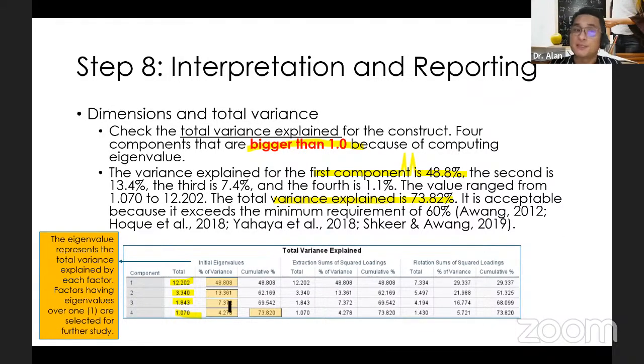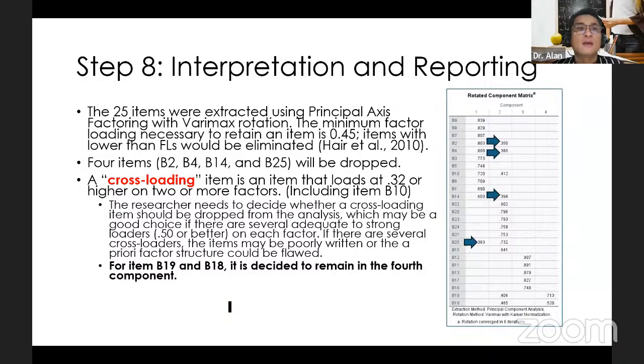And this is acceptable because it exceeds the minimum requirement of 60%, as we mentioned just now. The total variance contributed in your research should be at least 60 to 70%. This one is already more than 70, and it's good enough. Now, coming back to this one, just now I mentioned that we have to make some judgments, right?